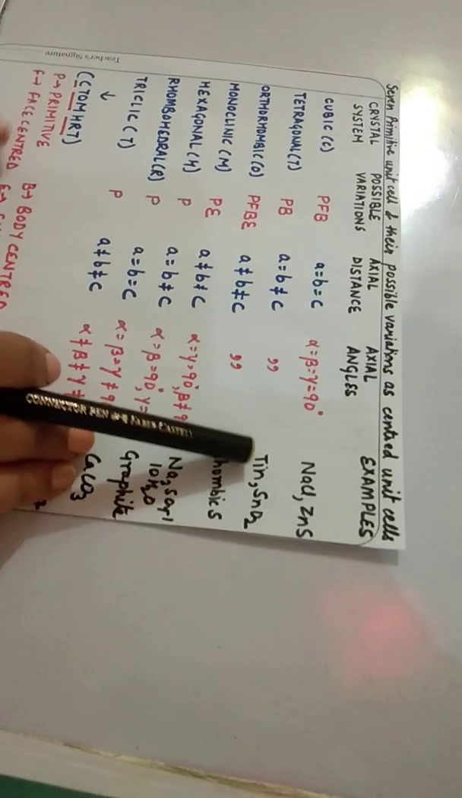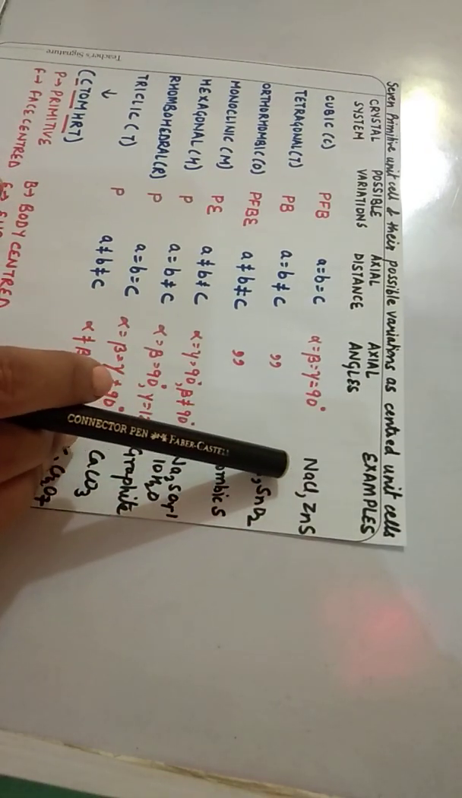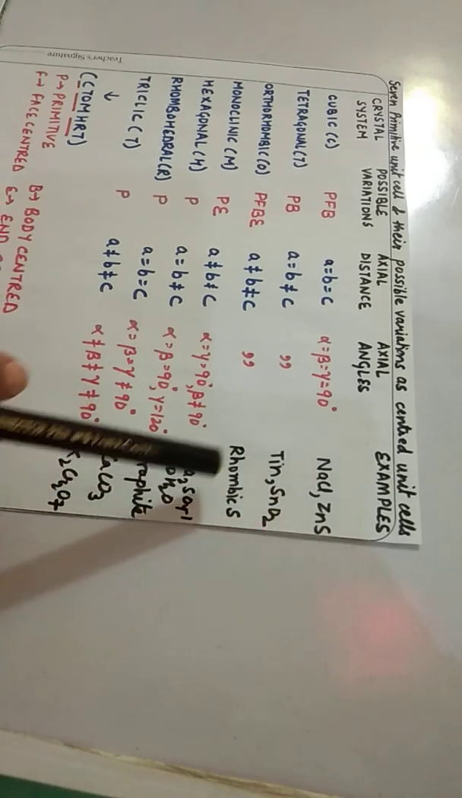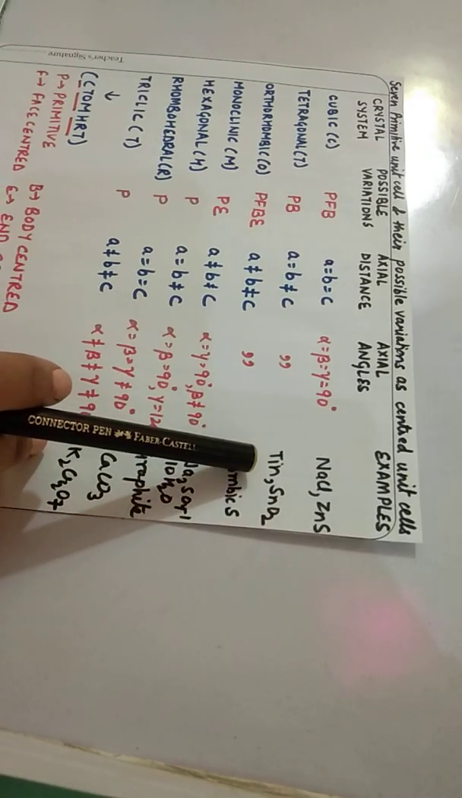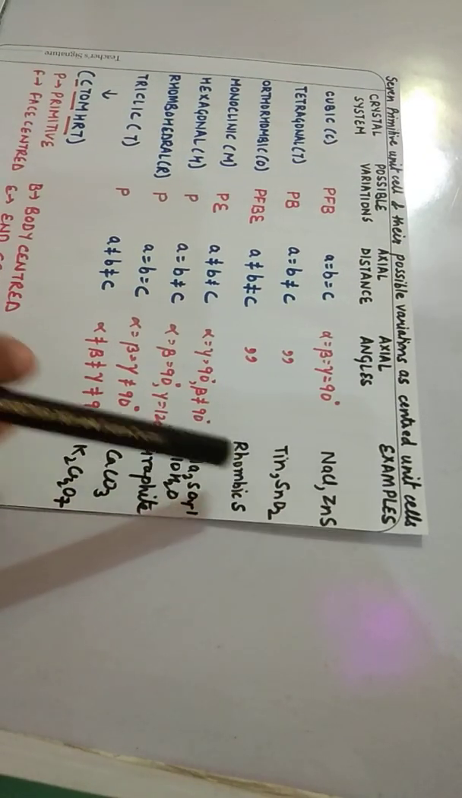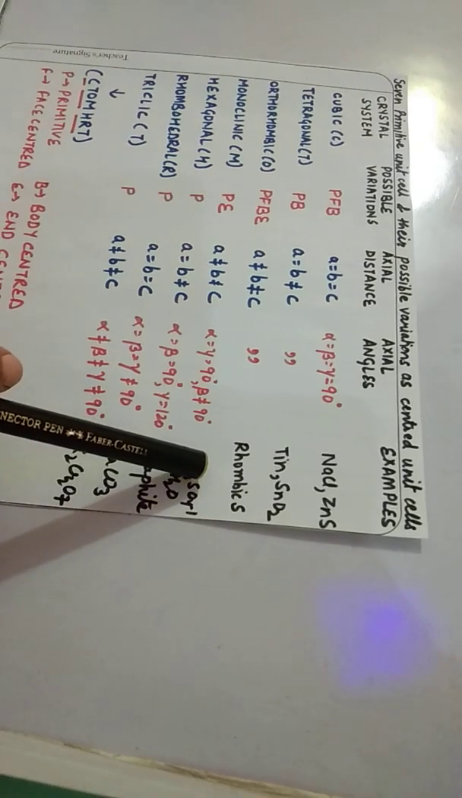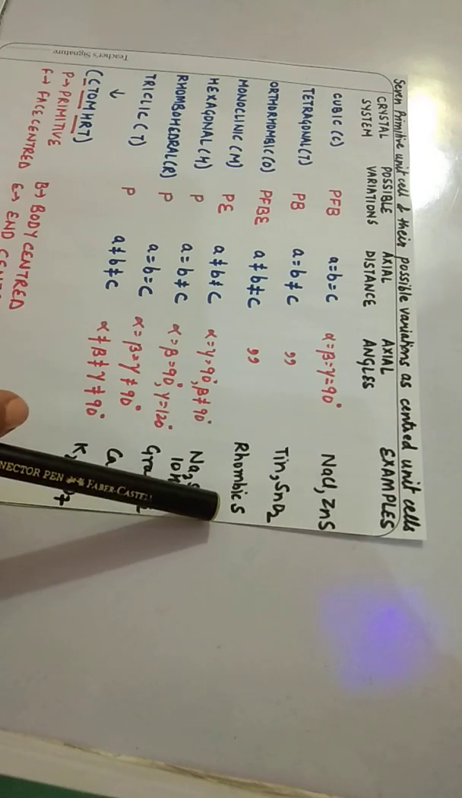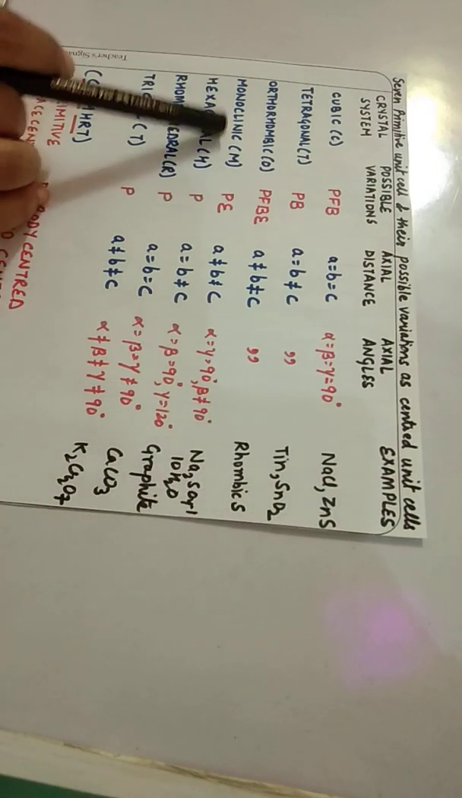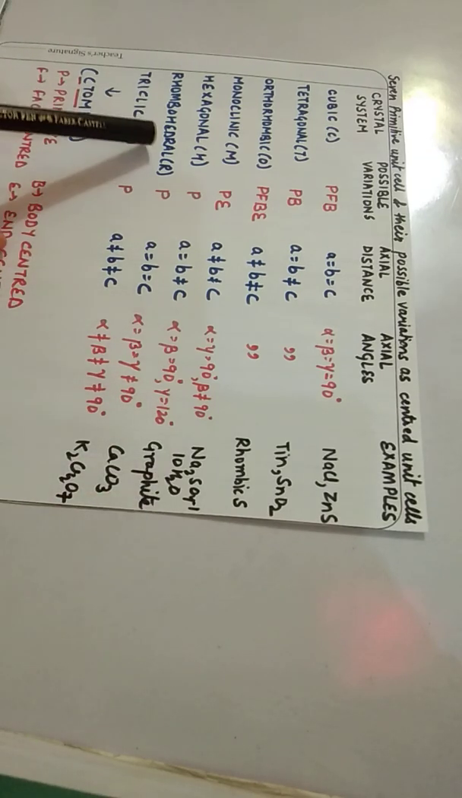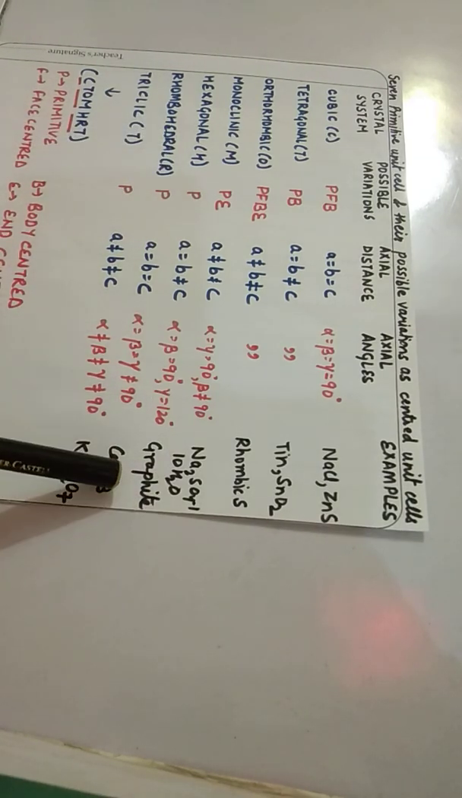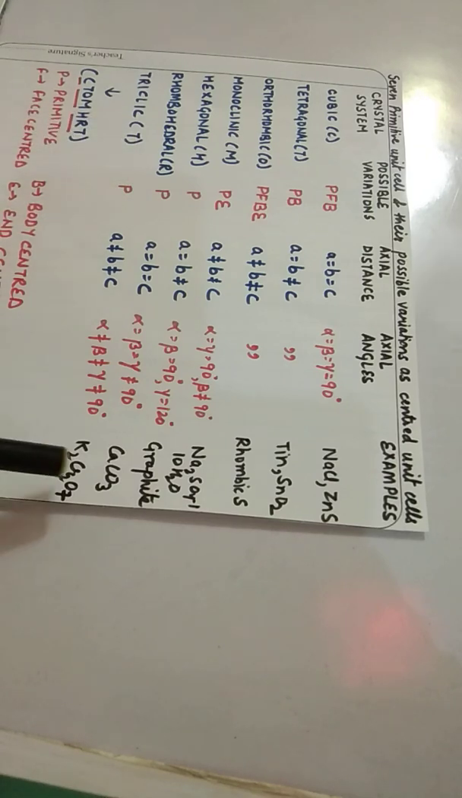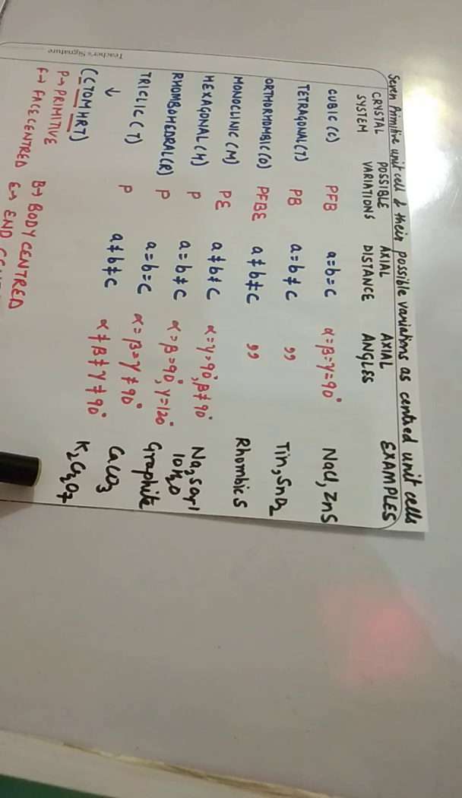Next we'll do the examples. Examples of cubic are NaCl and zinc sulfide. For tetragonal it is white tin or SnO2. For orthorhombic it is rhombic sulfur. In the same way, for monoclinic you can write monoclinic sulfur. Next, hexagonal it is graphite. For rhombohedral it is calcium carbonate. And for triclinic it is K2Cr2O7.